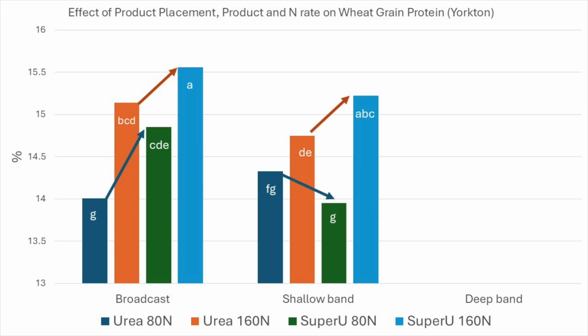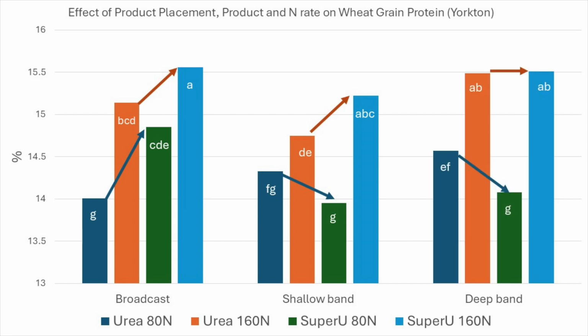When products were shallow banded, Super U provided significantly more protein when compared at the high rate of nitrogen. However, the opposite was the case for the low rate of nitrogen, though technically these levels are not considered statistically different. When deep banding, protein levels were identical at the high rate of nitrogen. When comparing at the low rate, Super U unexpectedly produced significantly less protein than straight urea. So there is some inconsistency with the results.